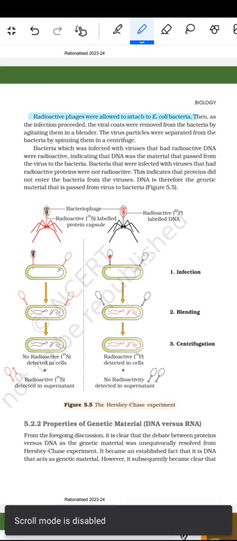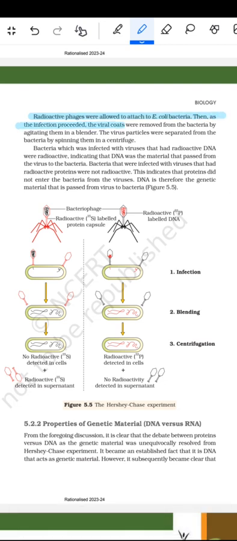इसके बाद फिर आता है कि radioactive phages were allowed to attach to E. coli bacteria. Then, as the infection proceeded, the viral coats were removed from the bacteria by agitating them in a blender. The virus particles were separated from the bacteria by spinning them in a centrifuge. Bacteria which were infected with the virus that had radioactive DNA were radioactive, indicating that DNA was the genetic material that passed from the virus to the bacteria. Bacteria that were infected with the virus that had radioactive proteins were not radioactive. This indicates that the protein did not enter the bacteria from the virus. DNA is therefore the genetic material that is passed from the virus to the bacteria.